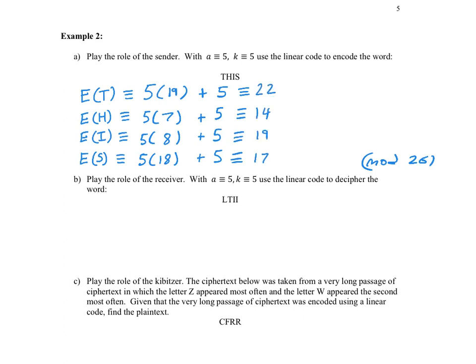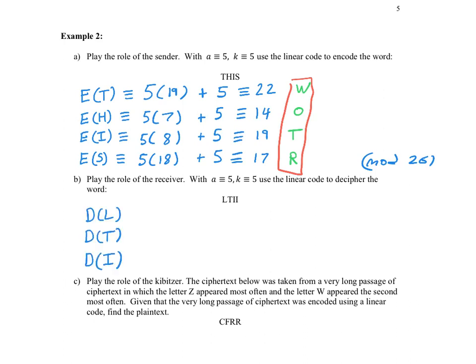So we ended up getting 22 for W, 14 for O, 19 for T, and 17 for R. So the sender would send away water. Okay, so now we're ready to do some decoding. Let's play the role of the receiver and decode LTII.